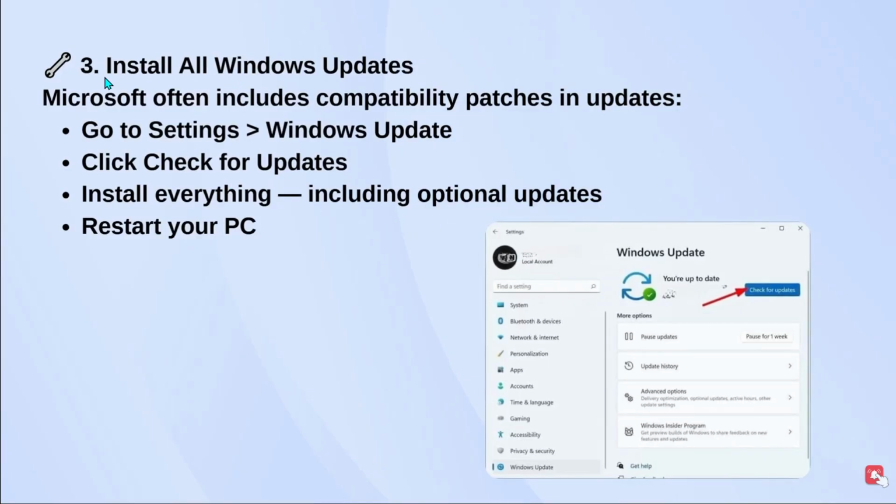Open Settings. Go to Windows Update and click Check for Updates. Install all available updates, including optional ones, because these can include important driver and security fixes. After everything is installed, restart your PC once more.